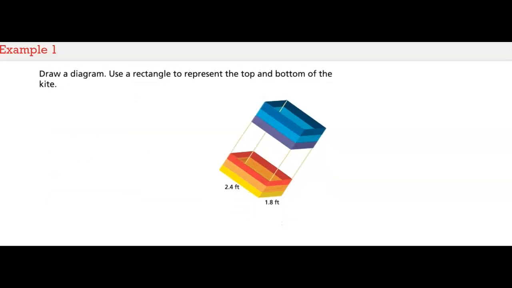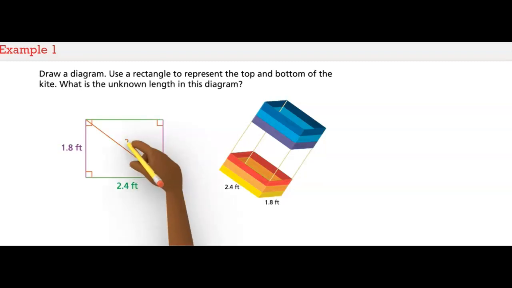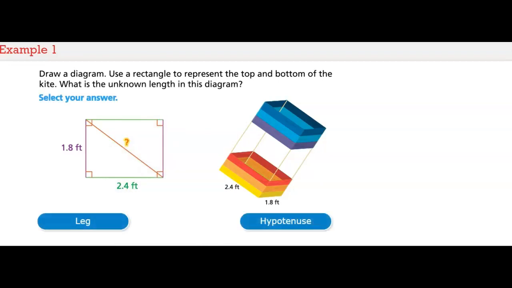Let's begin by drawing a diagram. Use a rectangle to represent the top and bottom of the kite. All 4 corners are right angles. The side lengths are 2 4/10 feet long and 1 8/10 feet wide. What is the unknown length in this diagram? Select your answer.